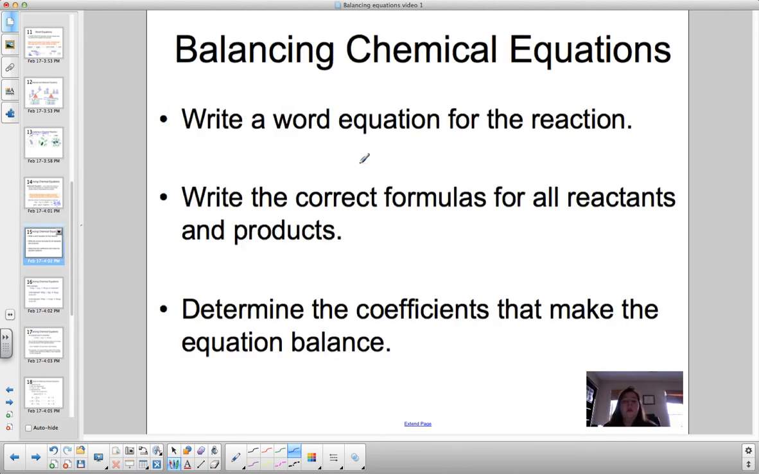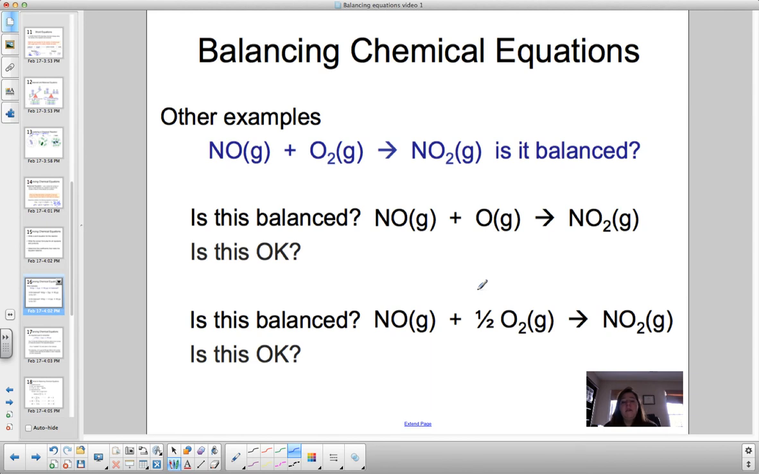Okay, so when you're balancing chemical equations, you want to write a word equation for the reaction, write the correct formulas for all reactants and products, and determine the coefficients that make the equation balance. Here's another example. Is this one balanced? If you want to, you can pause and take a look at it. I'm just going to move on.